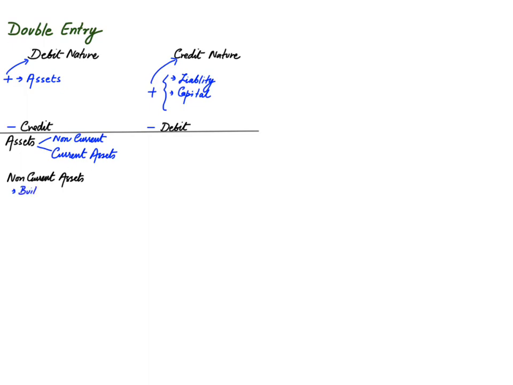Now there are some examples such as building. We cannot buy buildings every day. It is of permanent nature. The building doesn't change much in value. So there is not much fluctuation in the value of building. Therefore, it is a non-current asset. Non-current assets are also known as fixed assets.